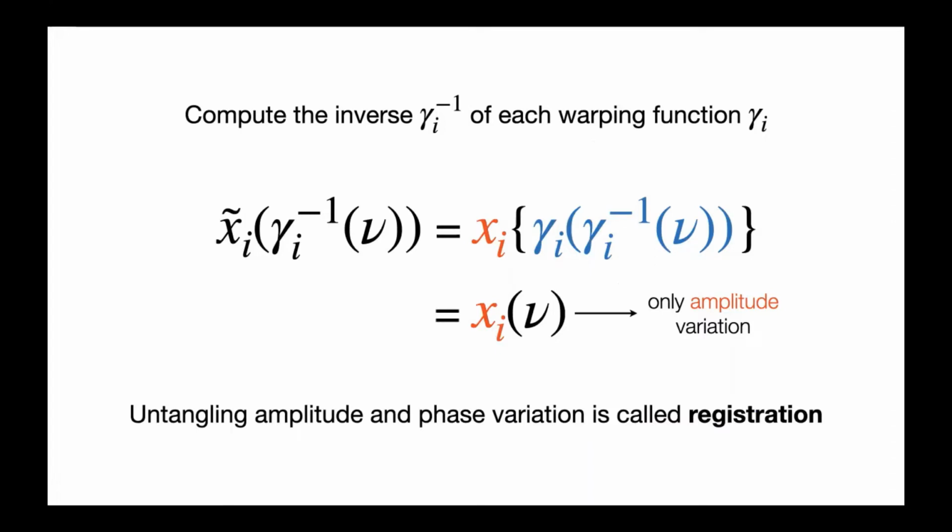So their inverses exist and are unique. And then once we compose each of our observations with these inverse warping functions, you can see in the blue part of the equation, we're composing a warping function by its inverse, but that just cancels out. So once we make this composition, we're left with only the registered functions, and they only show us the amplitude variation in the data. And untangling amplitude and phase variation of functions in this way is known as registration.